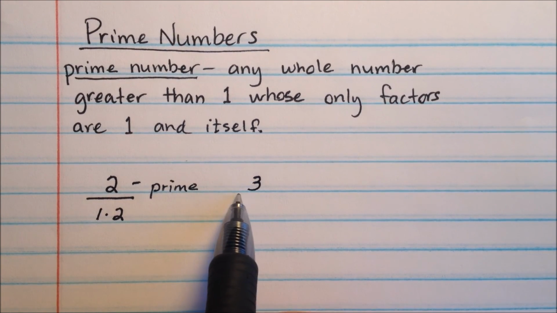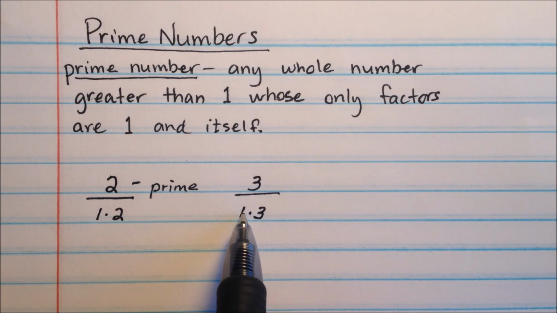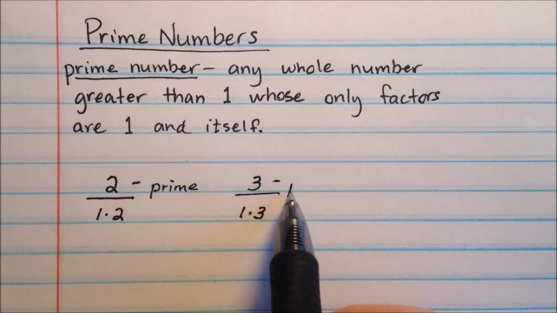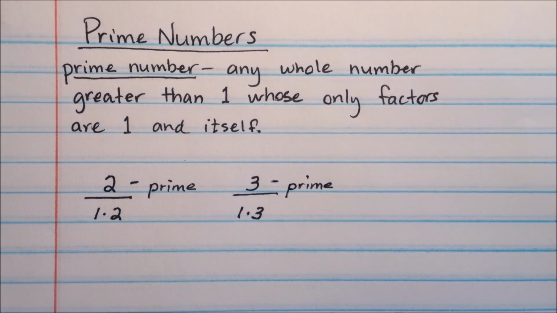Okay, let's look at 3. 3 is the next one. So we know that 1 times 3 makes 3. And are there any other factors? No, there's not. So the only factors are 1 and itself. So 3 is also prime.